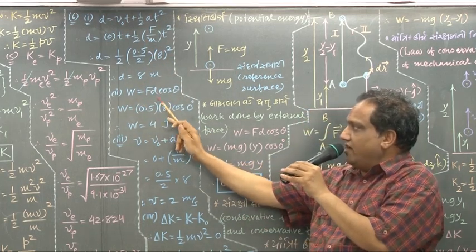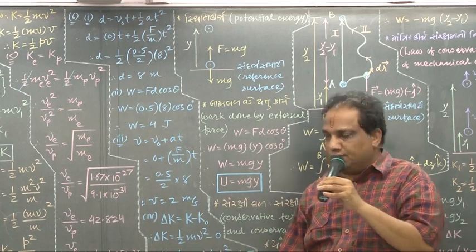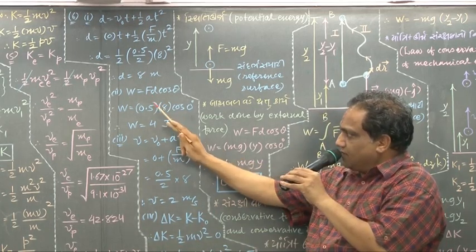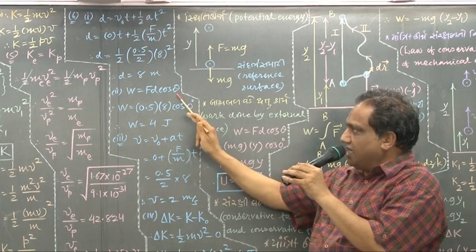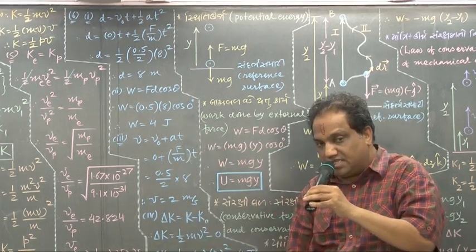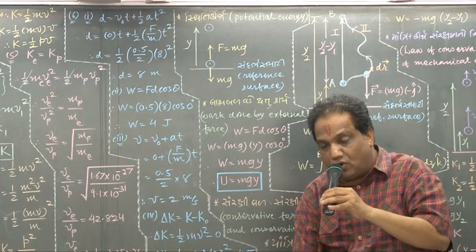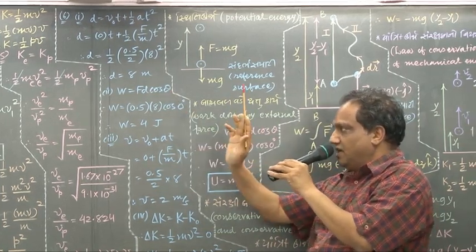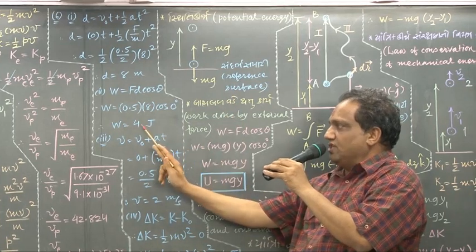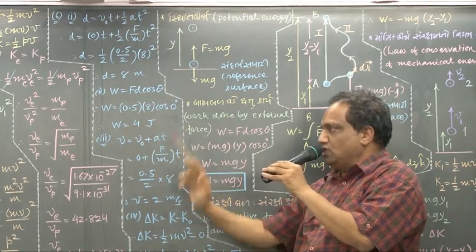W equals F d cos theta. This force is 0.5 Newton. Displacement we have found out is 8 meter. And theta: because the body has undergone its displacement in the same direction as the force, theta is 0 degree. 8 into 0.5 is 4. And unit of work is joule.